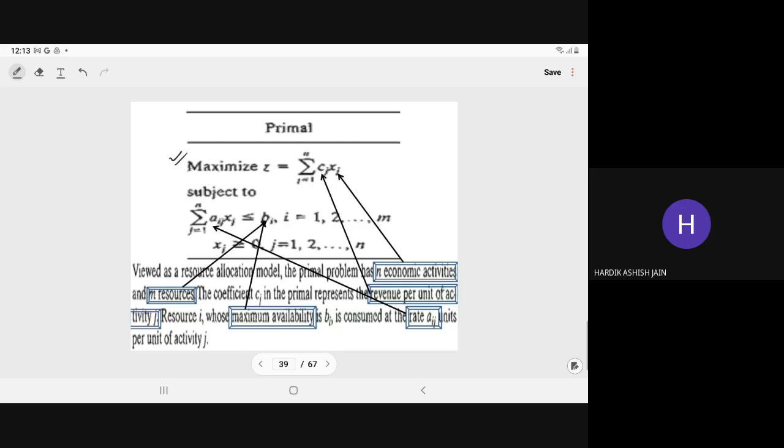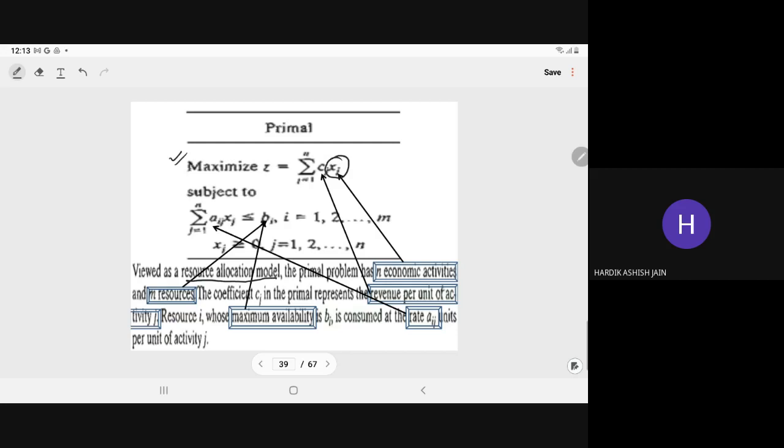So last it will become am1 x1 plus am2 x2, and last amn xn less than or equal to bm. We have this constraint. So in this case, this problem can be viewed as a resource allocation model. The primal problem has an economic activity.